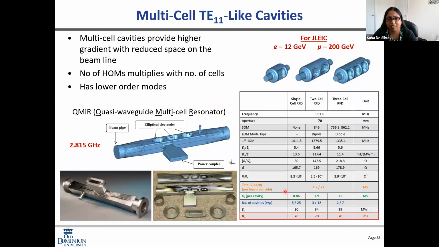There are also multi-cell cavities. There was a prototype cavity that was designed for JLab. It's work in progress to complete fabrication and testing. Another is a high frequency multi-cell TE cavity, which is called the Comunidad cavity. It's a very high frequency, and this is the size of the beam pipe. So you can imagine how small this is.